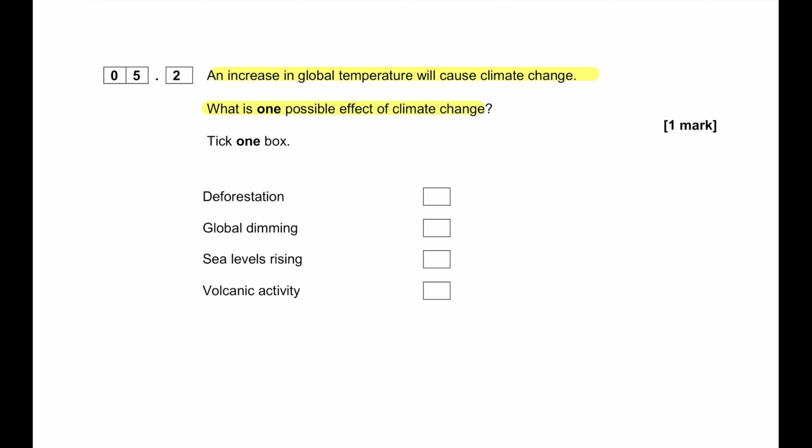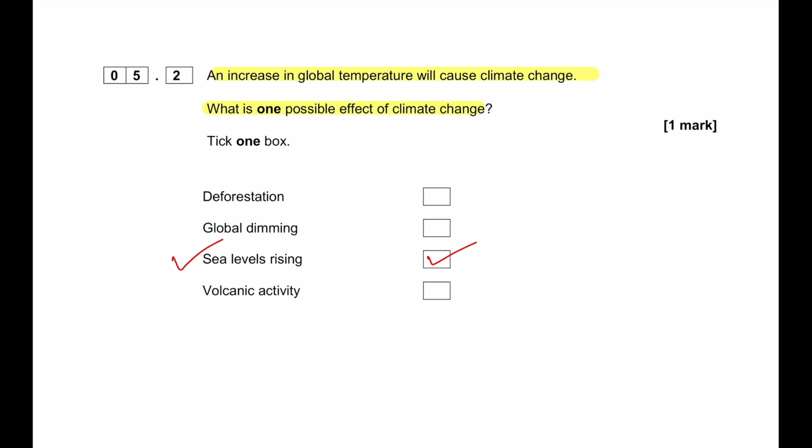What is one possible effect of climate change? When climate changes, it can lead to sea level rising, because climate change can heat up the ocean, and as water is heated up, it expands in volume. So when water expands in volume, basically the sea will expand in volume overall, in which case sea level will rise and we will drown.